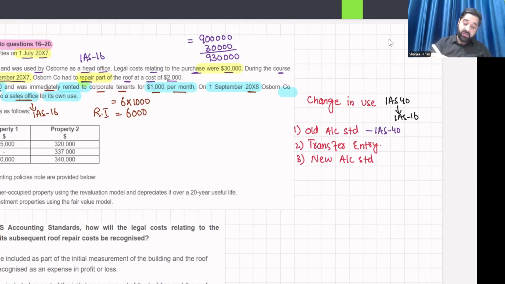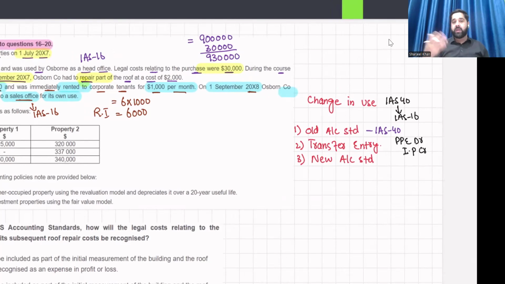The transfer entry is very simple. Property, plant, and equipment should be debited because it is a conversion or transfer from IAS 40 to IAS 16. And investment property will be credited. At which value will it be credited? At carrying value if there is a cost model for the property. And if it is a fair value model, it should be debited and credited at fair value.